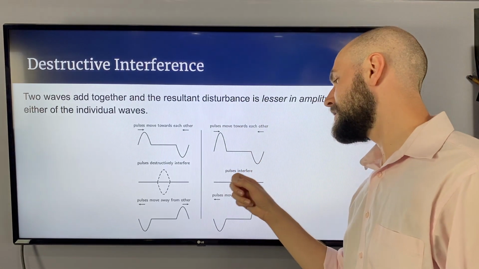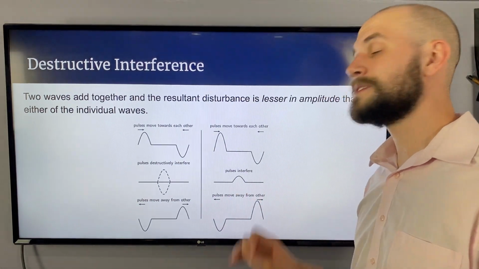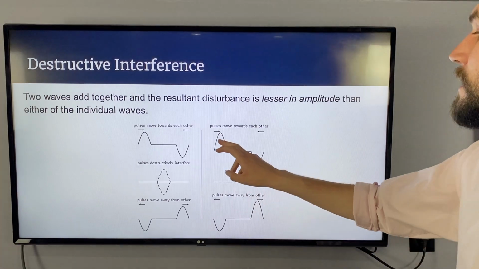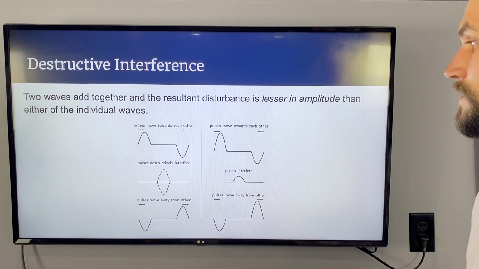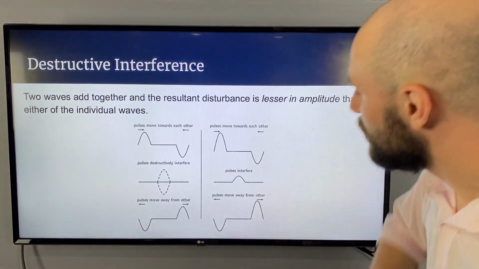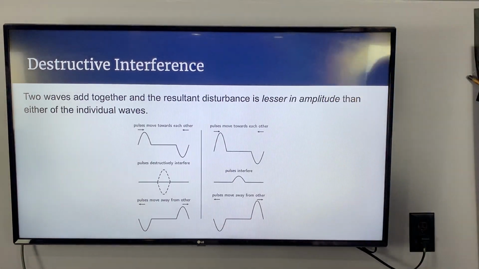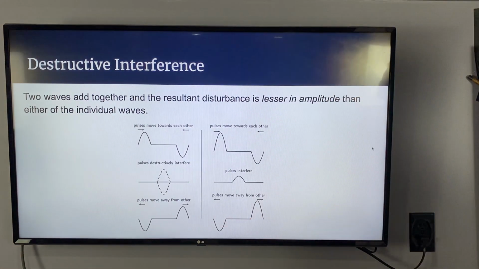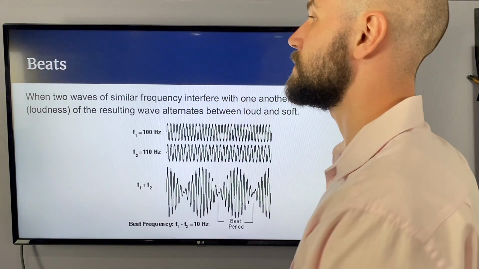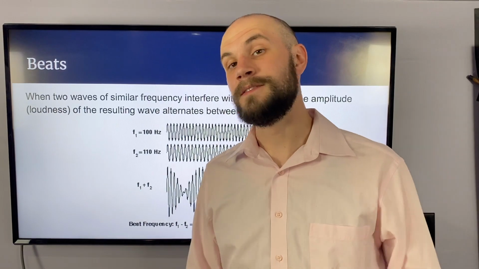When they interfere, the resulting disturbance has a lesser amplitude than either of the individual disturbances. They interfere, we end up with a small little bump, and then they move right through one another. That's destructive interference.